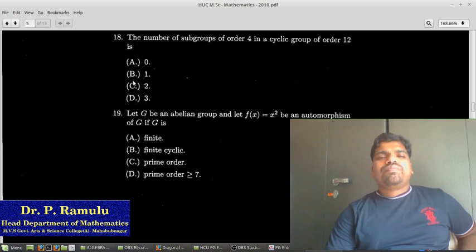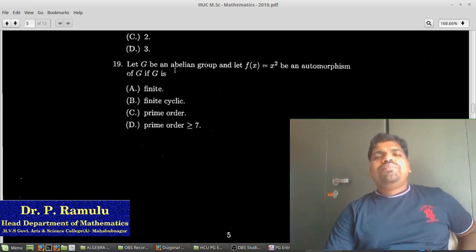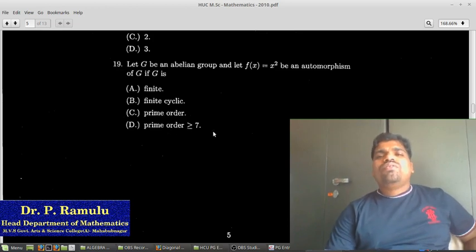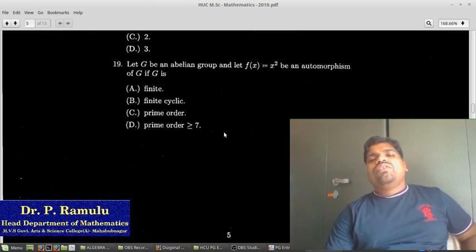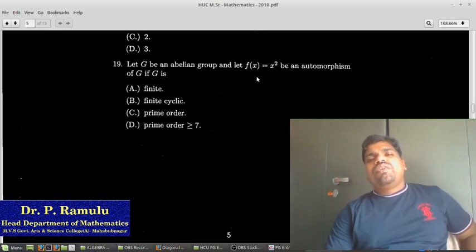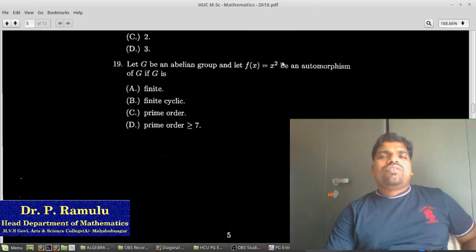Answer is B. Next: let G be an abelian group and let f(x) be an automorphism from G to G. If G has prime order greater than or equal to 7 only, otherwise it is not so, because other elements are not taking this value. That's why if I take G of prime order greater than or equal to 7, this will be an automorphism. That means it satisfies all the proper isomorphism conditions: one-one, onto, homomorphism, right?